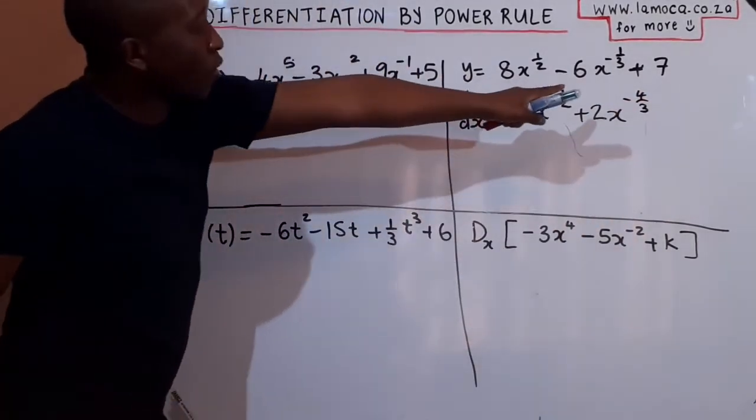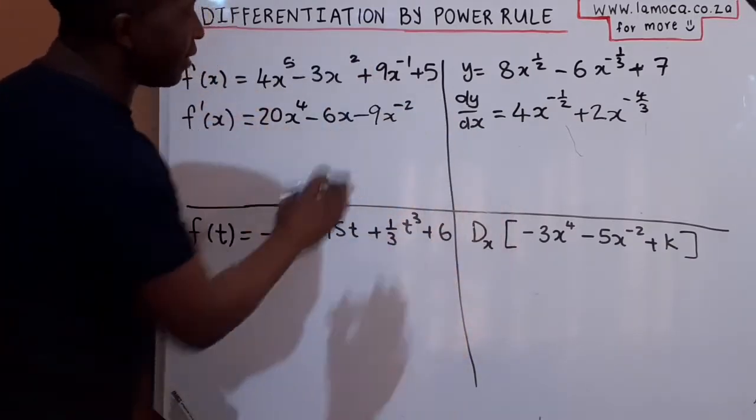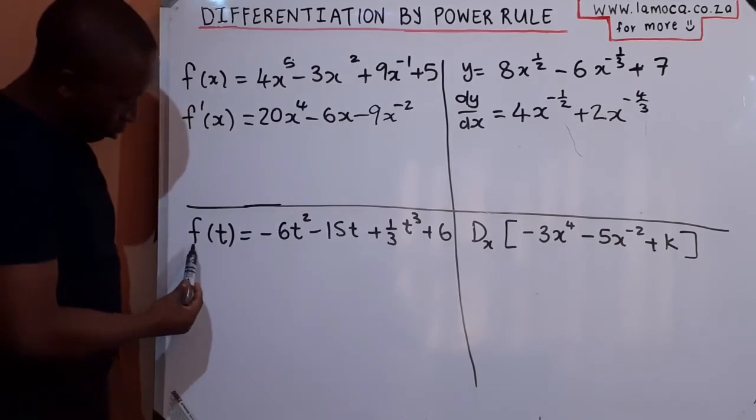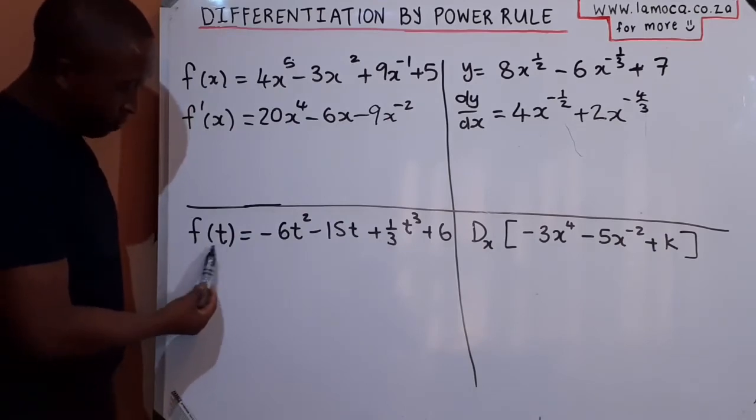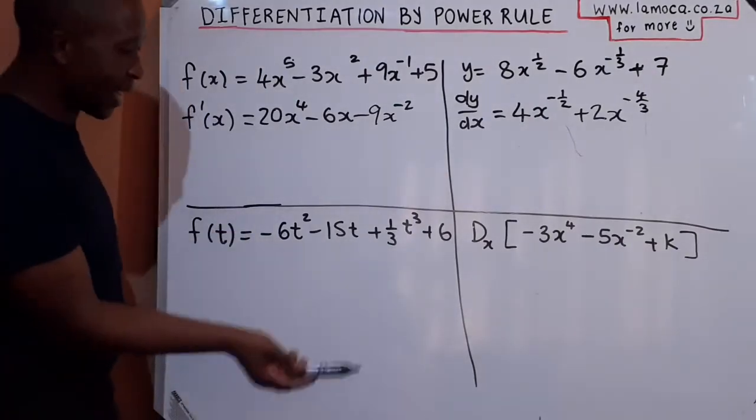Once more, that 7 is a constant. So the derivative of a constant is 0. That's the answer. Now, the third one, you will notice that it's not f of x anymore. We're now deriving with respect to t. It's f of t. There's nothing wrong with this. You can derive any function with respect to any other variable.